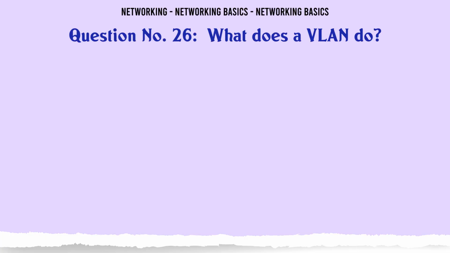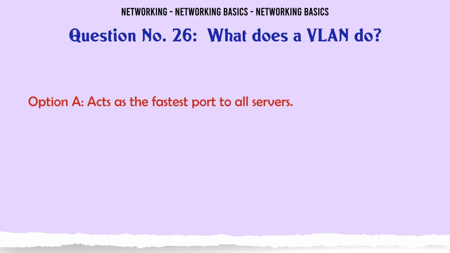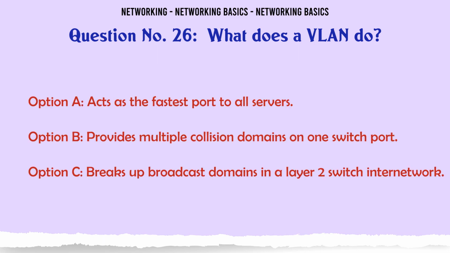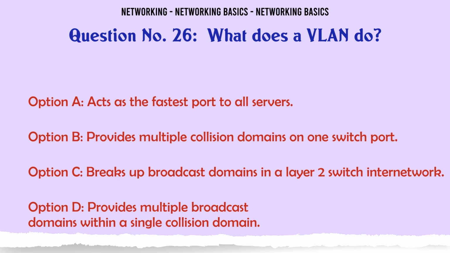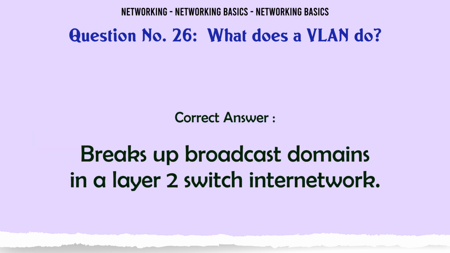What does a VLAN do? A. Acts as the fastest port to all servers. B. Provides multiple collision domains on one switch port. C. Breaks up broadcast domains in a layer 2 switch internetwork. D. Provides multiple broadcast domains within a single collision domain. The correct answer is breaks up broadcast domains in a layer 2 switch internetwork.